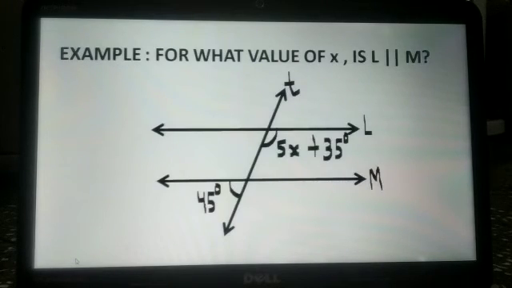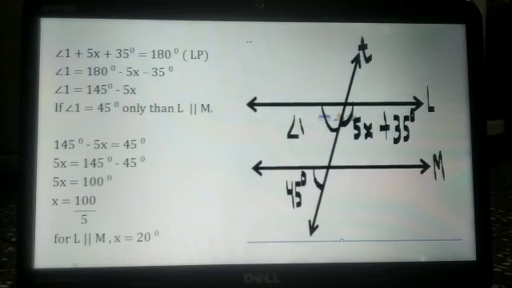Now look at another example. For what value of x is L parallel to M? Now students, look here. Angle 1 plus 5x plus 35 degrees is equal to 180 degrees because these are making a linear pair. So angle 1 is equal to 180 degrees minus 5x minus 35 degrees. So angle 1 is equal to 145 degrees minus 5x.